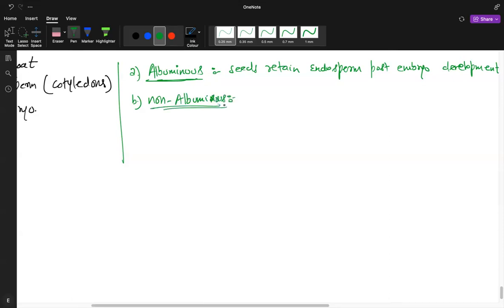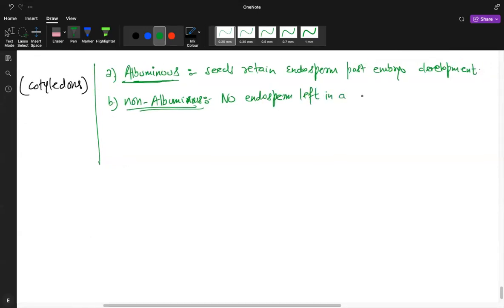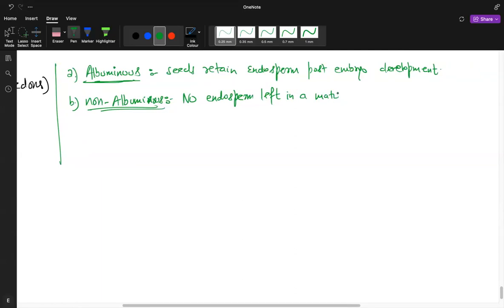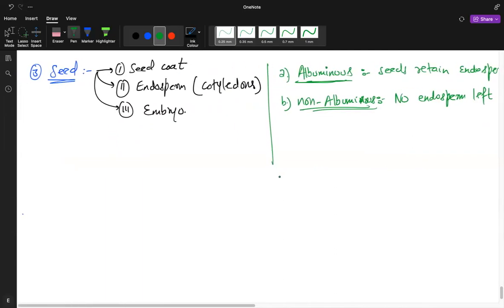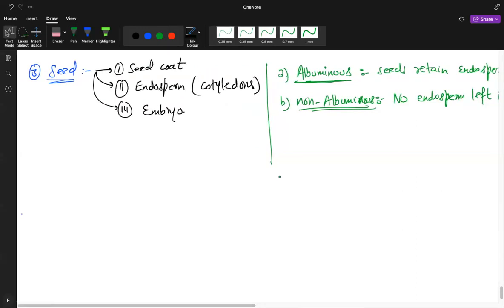The second category is non-albuminous or ex-albuminous, so no endosperm left in a mature seed. Is that clear? I'm just giving you these terms so that you should know it.